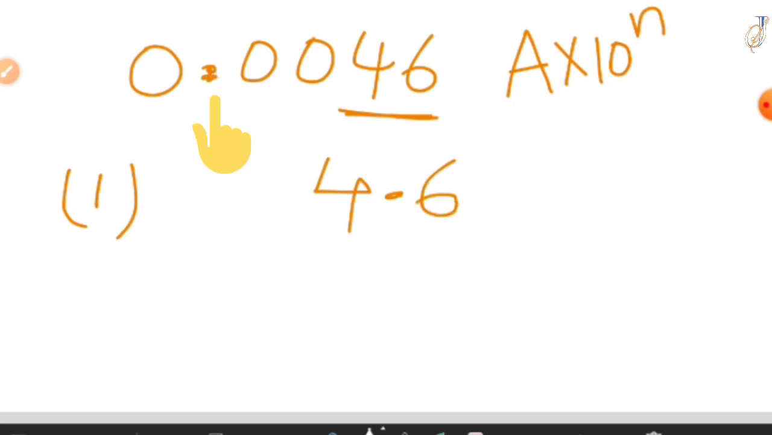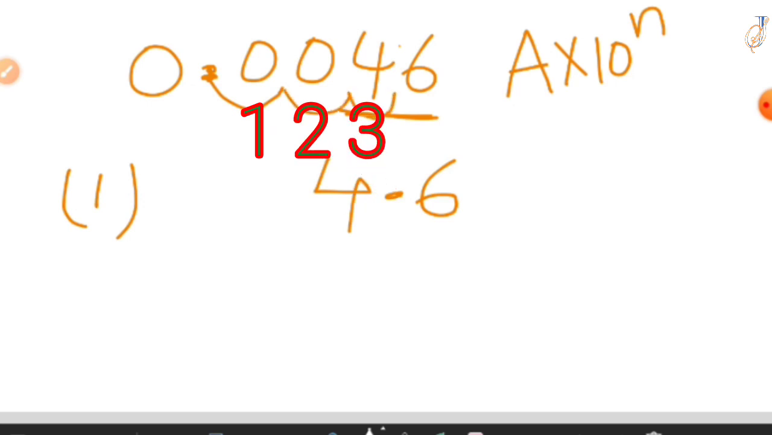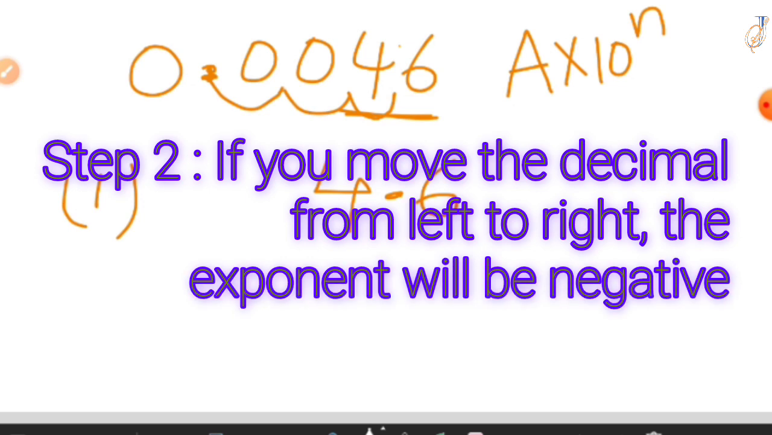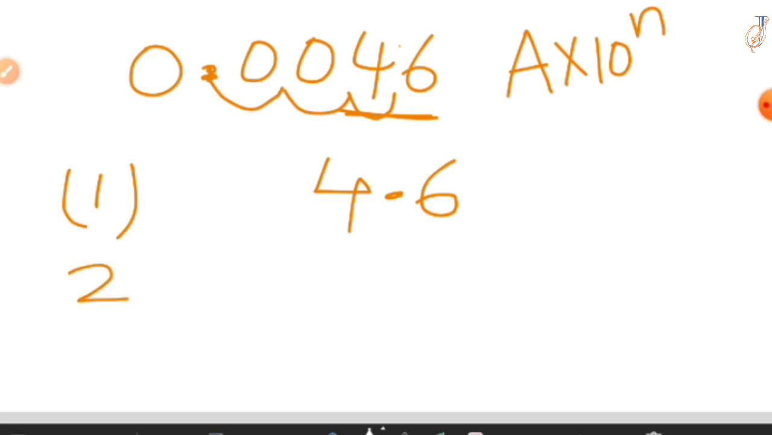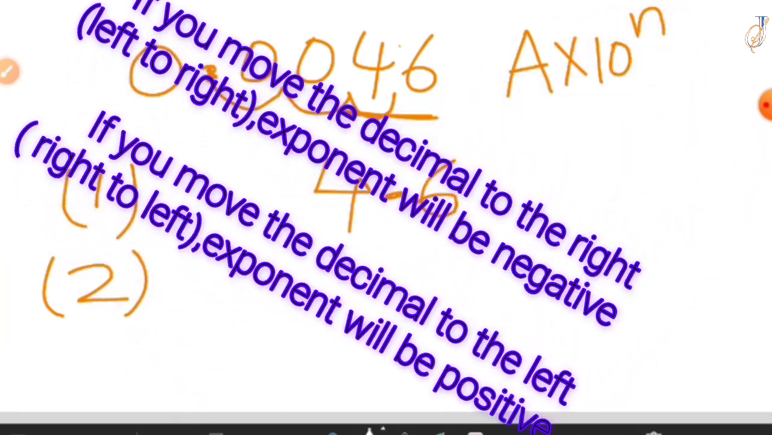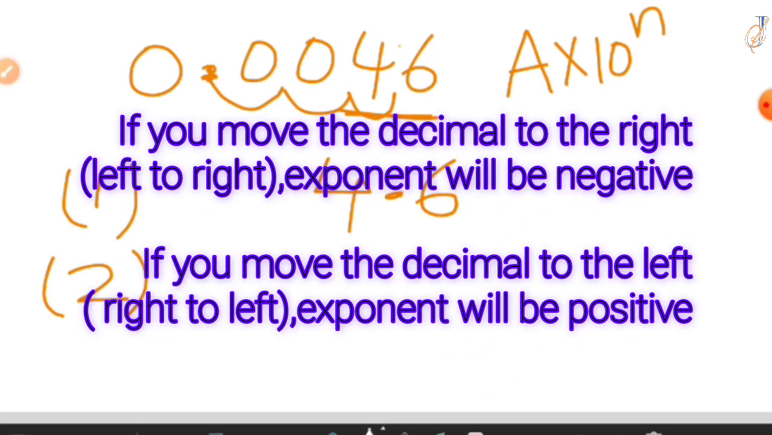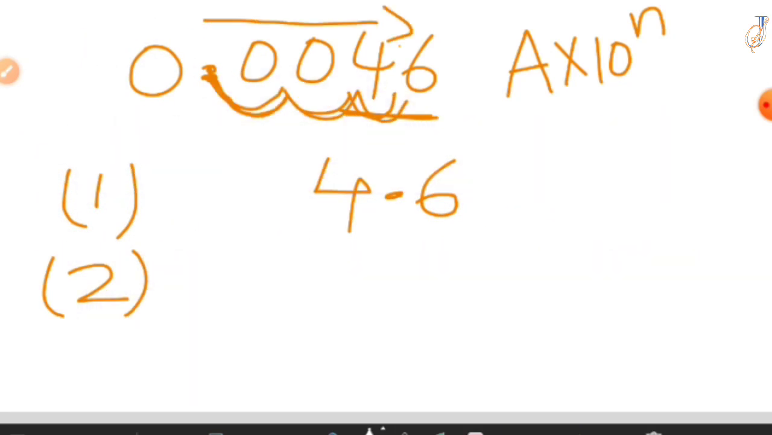Actual decimal place is here. So you are moving to here. So that means how many places you are moving, you have to count. 1, 2, 3. You are moving to the right side. So whenever we are moving the decimal to the right side, the exponent will be negative. That is our step 2. Keep in mind, if you move the decimal to the right, the exponent will be negative. If you move the decimal to the left, the exponent will be positive. So 1, 2, 3. So you are moving 3 places. That means your exponent is negative 3.